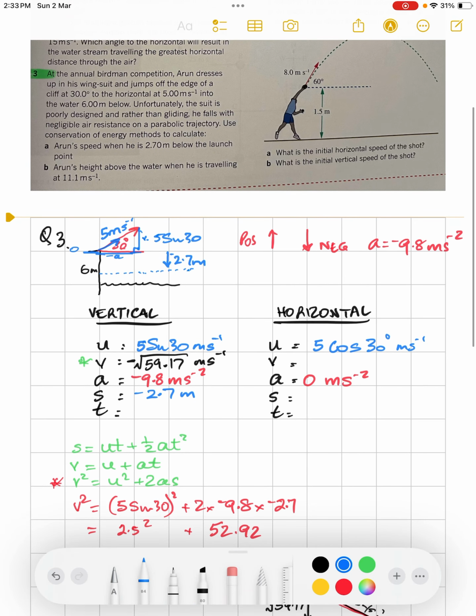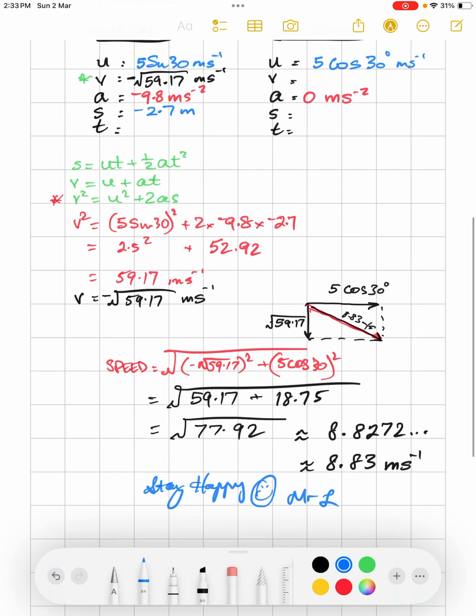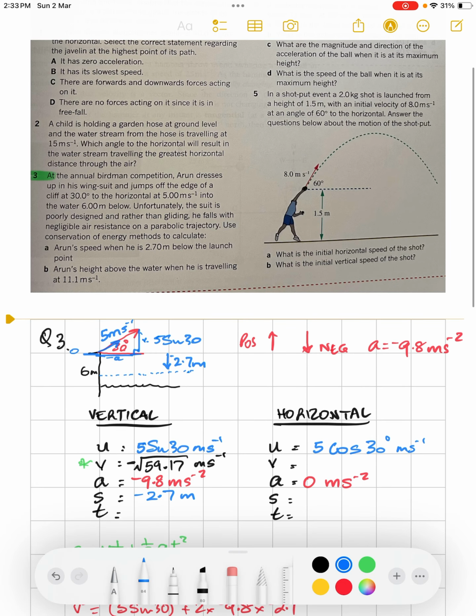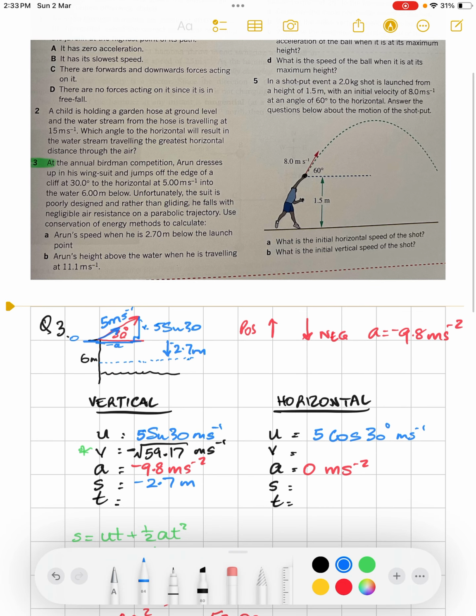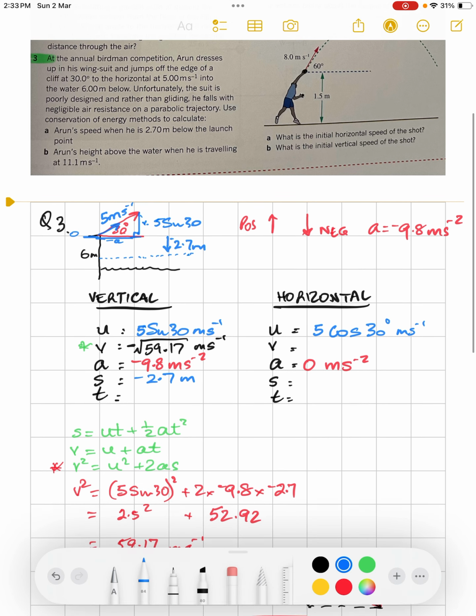I'm going to be looking at question 3, part B. I've already done 3 part A, and we got an answer of the speed of 8.83 meters per second. But we're now after Arun's height above the water when he's traveling at 11.1 meters per second. So let's just recap the story.